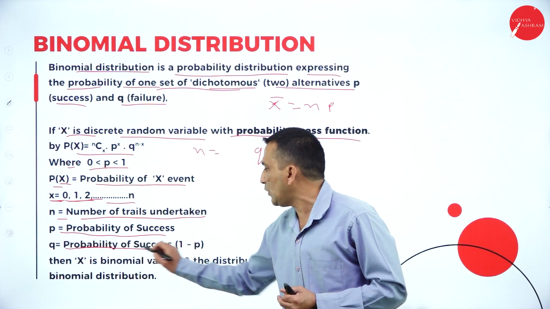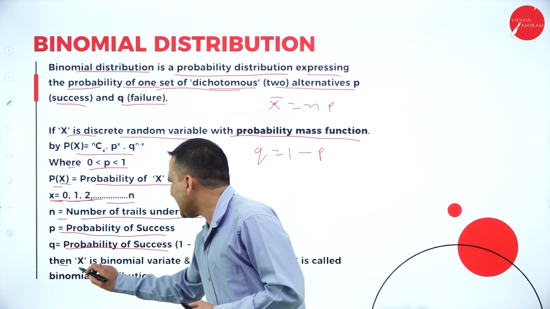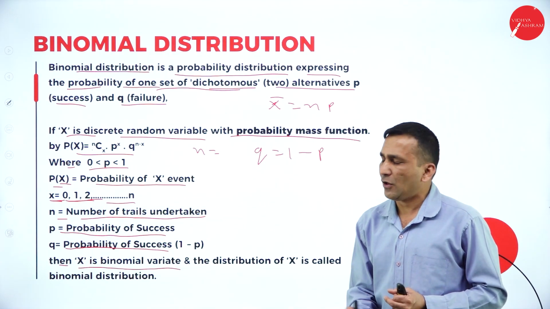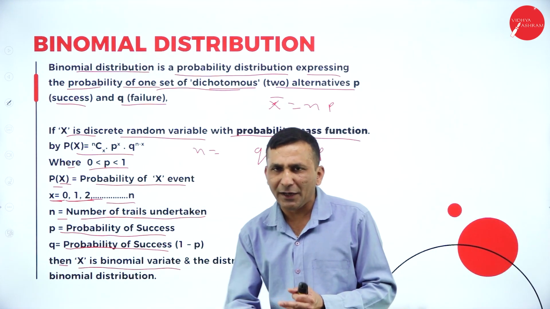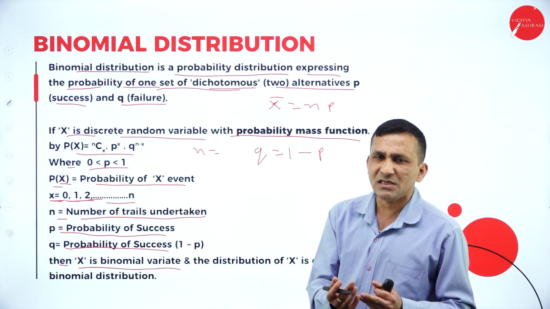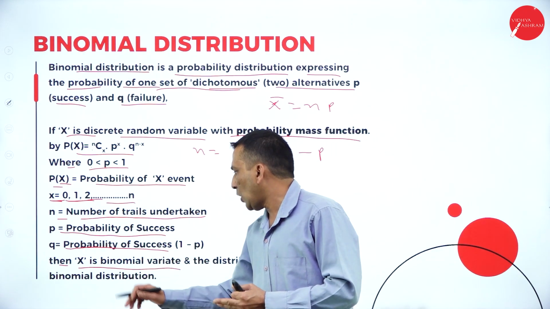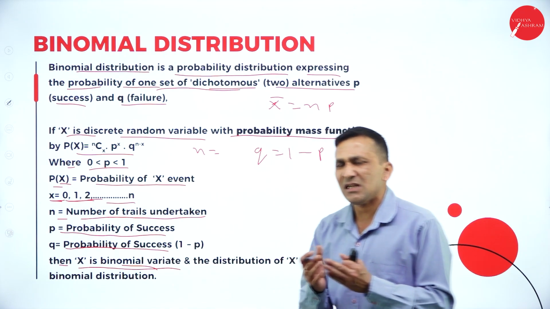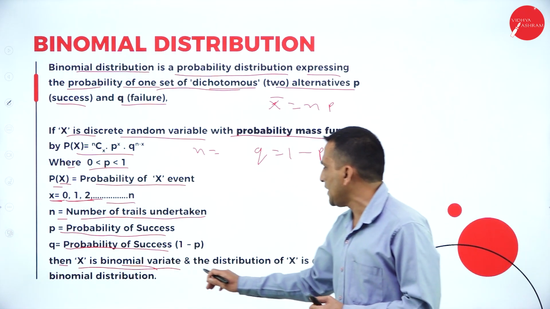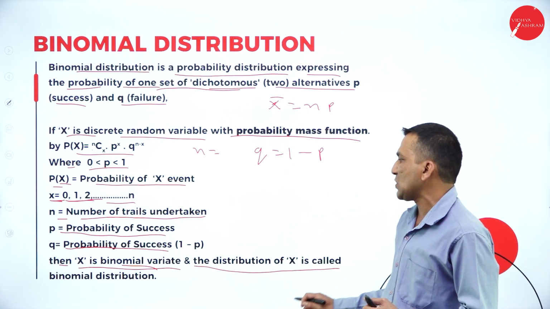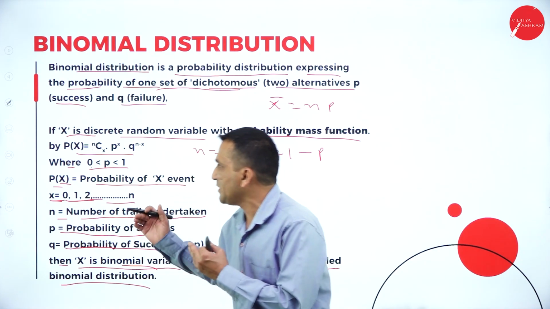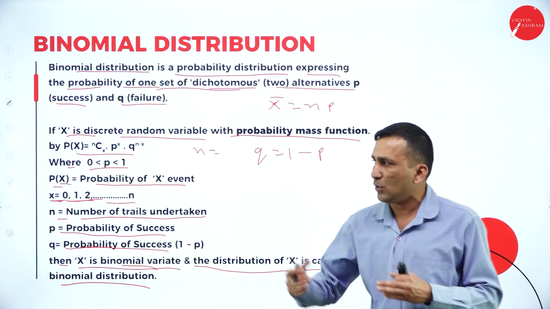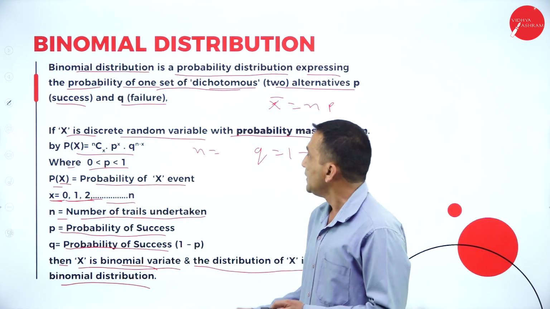How do we get failure? 1 minus P. Then X is a binomial variate because we are using a binomial distribution, from James Bernoulli, the Bernoulli distribution, where we consider large samples, and the distribution of X is called the binomial distribution, whose theory part is already covered. Just for recalling here.